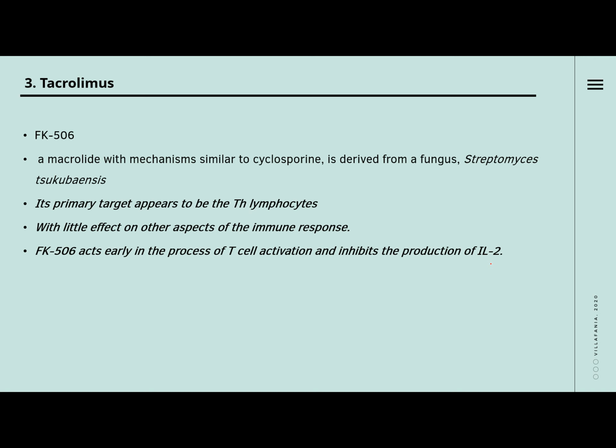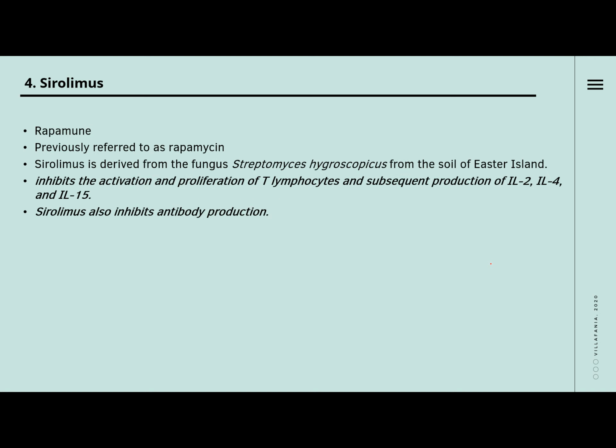Then we have your tacrolimus, also known as your FK506. This is a macrolide with mechanisms similar to cyclosporine, derived from a fungus Streptomyces tsukubaensis. Its primary target appears to be the Th lymphocytes, or your T helper lymphocytes, with little effect on other aspects of the immune response. FK506 acts early in the process of T cell activation and inhibits the production of interleukin 2.